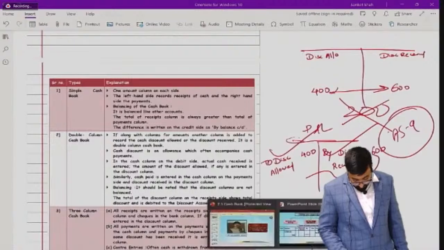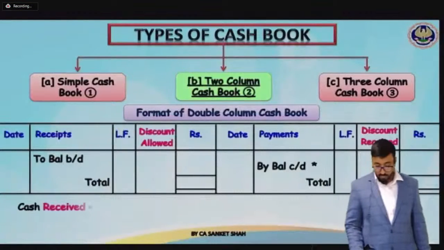Cash plus discount received, cash received plus discount allowed, and cash paid plus discount received.